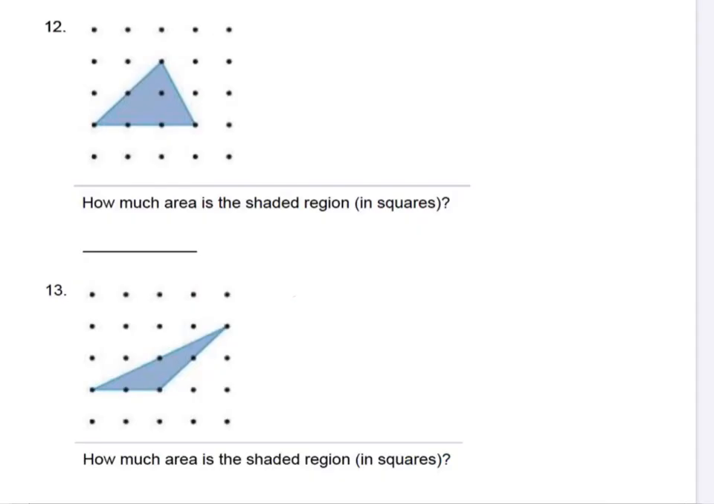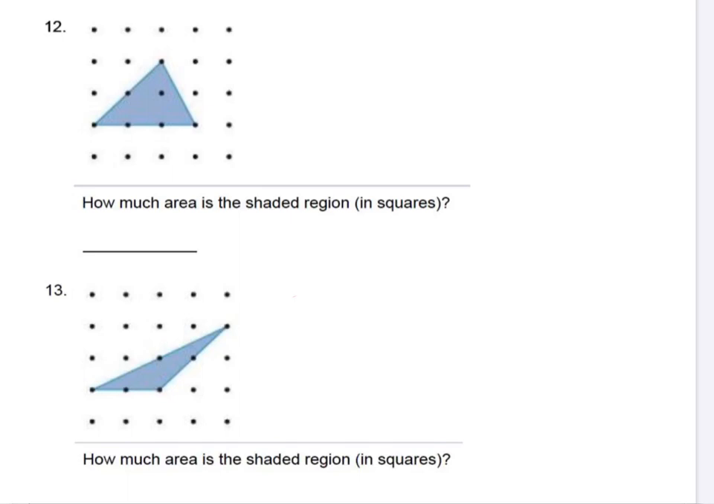Now, number 12. So now we're going to go into these problems in which we do these dot matrix things. These are helpful to help us think about area. So what we're going to do is think about making triangles. I think we can do all of these with just triangles and rectangles, things like that.